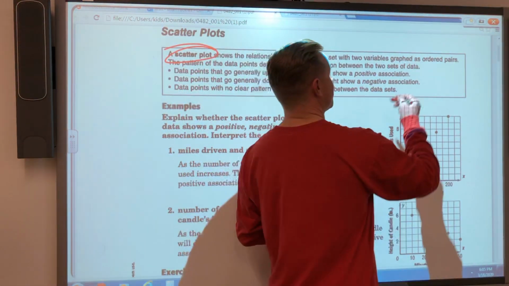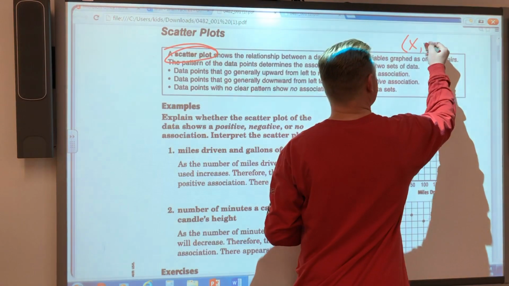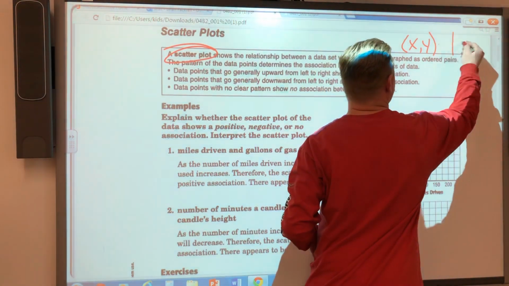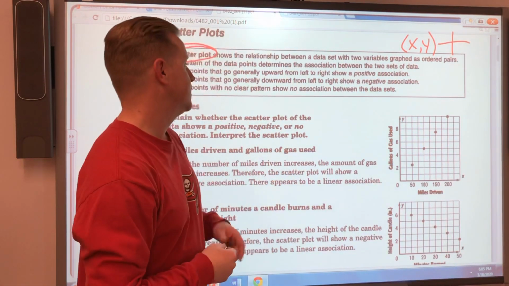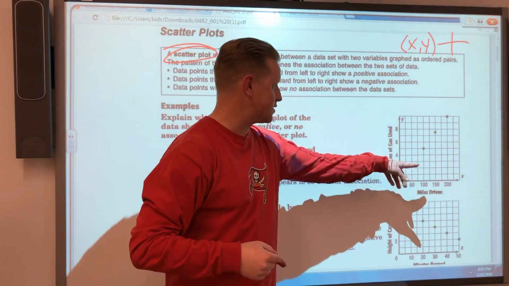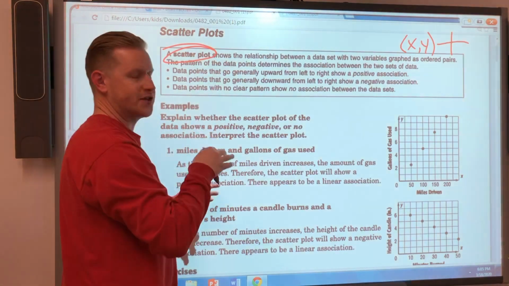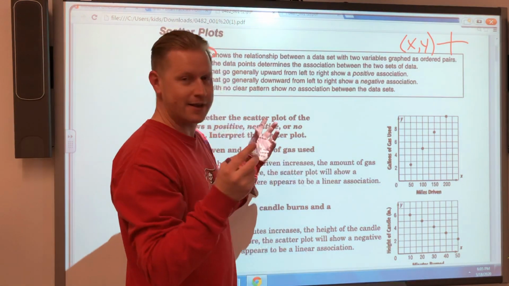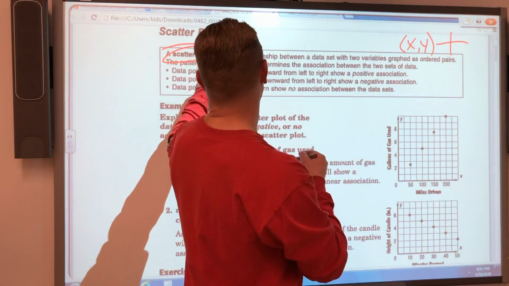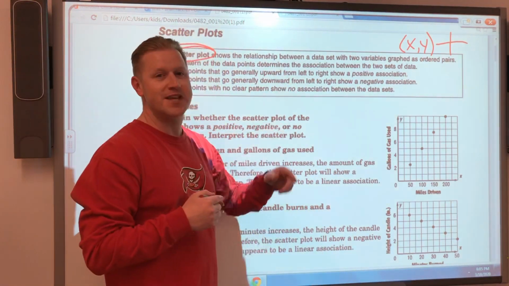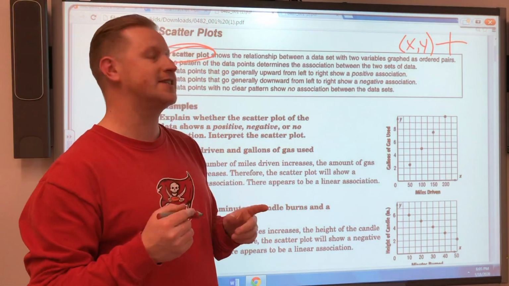I just heard the word ordered pairs. Makes me think of an X, Y, and a graph. Oh wait, yep. I see some X, Y, and graph down here. We'll get to that in a minute. So the pattern of the data points determines the association between the two sets of data.